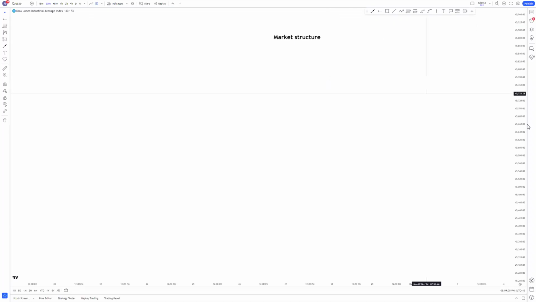I'm sure that many have heard about market structure, and as a smart money trader or SMC trader, they will say market structure is more important, right? To me, it is market structure that will give you the idea of the whole price direction.